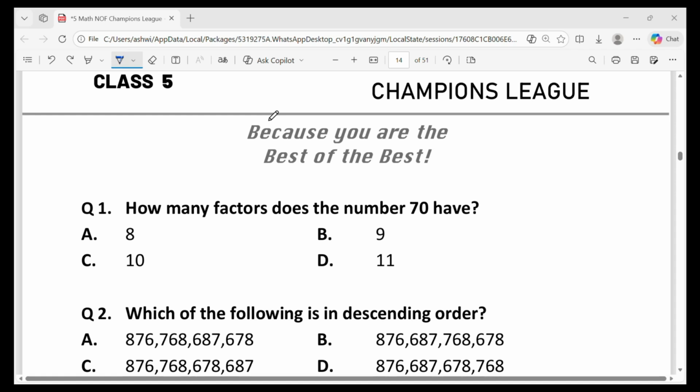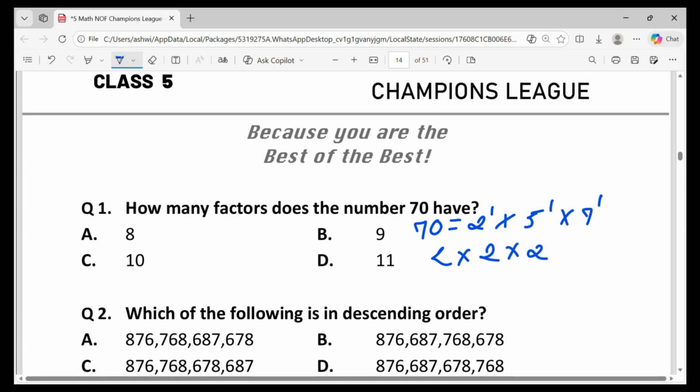The prime factorization of 70 is equal to 2 to the power 1 into 5 to the power 1 into 7 to the power 1. So the total number of factors is adding 1 to each exponent in the prime factorization and multiplying the result. That will be 1 plus 1, 2, into 1 plus 1, 2, into 1 plus 1, 2. That is equal to 8. That is option A.